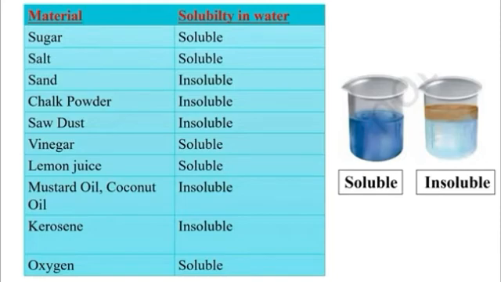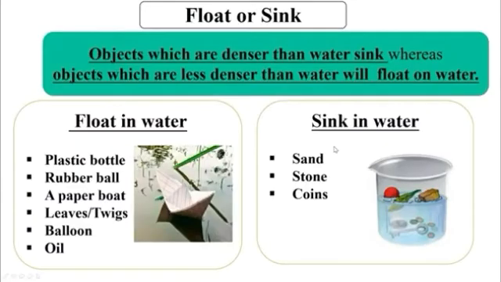So the next property we are going to discuss is float or sink, that is, whether the object is able to float or sink in water or not. You must have noticed that when you put a plastic bottle or a paper boat in water, it generally floats. Whereas if you put sand, stone or coins in the water, they will generally sink. I hope you all know about this very clearly, right?